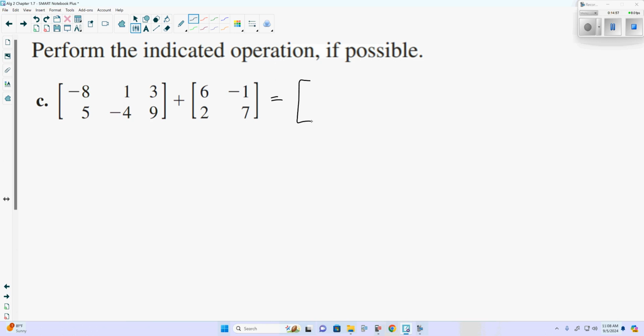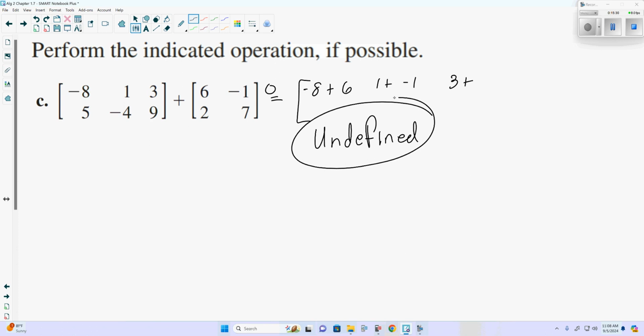Let's act like we're trying to add these. It'd be negative 8 plus 6. Then we'd have 1 plus negative 1. And then we'd have 3 plus nothing. There's nothing there. Well, maybe we could add a 0. But if I add a 0, the dimensions are not a 2 by 2. It's not the same matrix. We changed it. So this here is undefined. We can't add or subtract two matrices that have different dimensions.